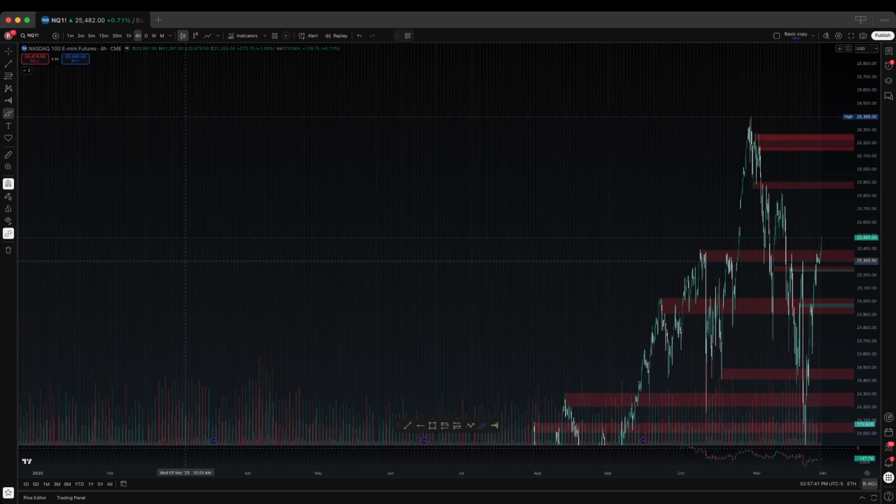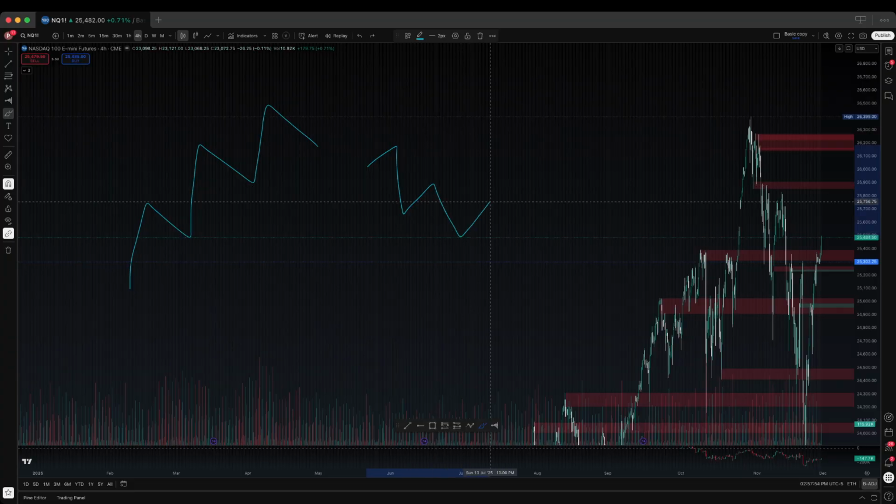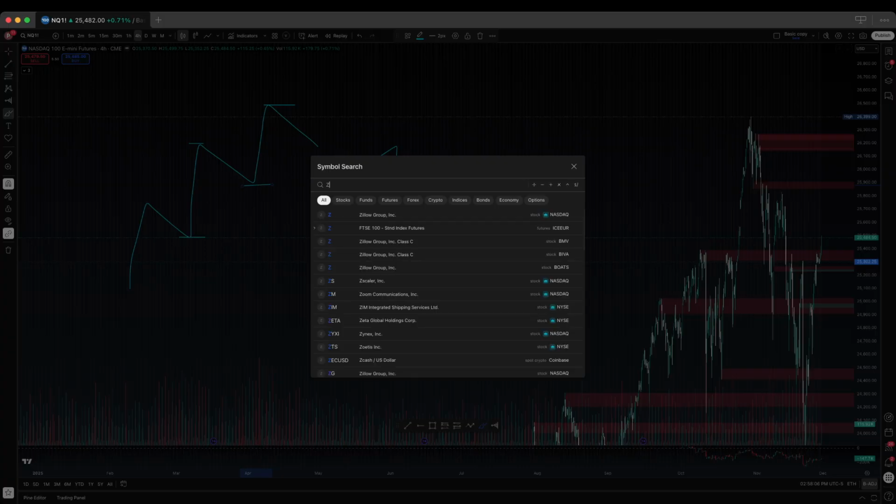Market structure is just the way the market's trending. We can either have an uptrend, higher highs and higher lows, or the opposite. Obviously that's a very bad chart, but anyway, something like this, where we're making lower highs and lower lows in a downtrend. And the same goes for the uptrend, where we're making higher lows and higher highs.